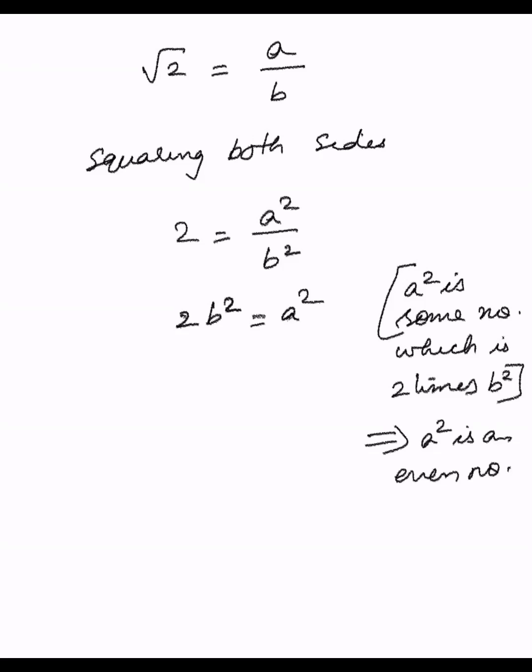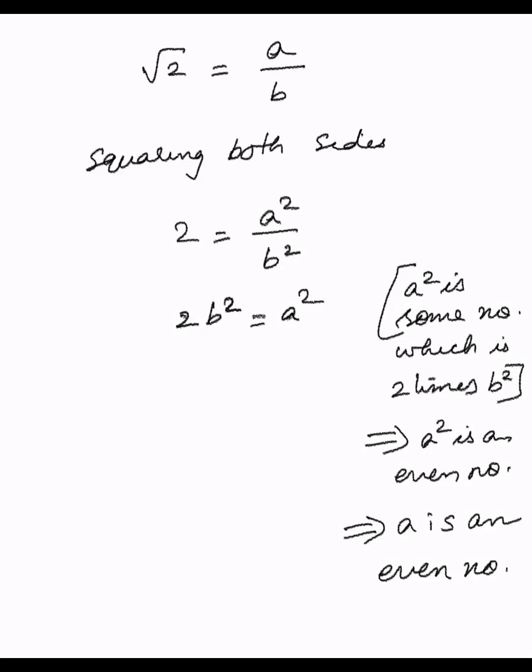When you find the square of an even number, say for example 4, 4 is an even number. You take the square of an even number, what would be its result? Is it going to be an even number or an odd number? It's going to be an even number, right? So when a square is an even number, this implies a is an even number, right?